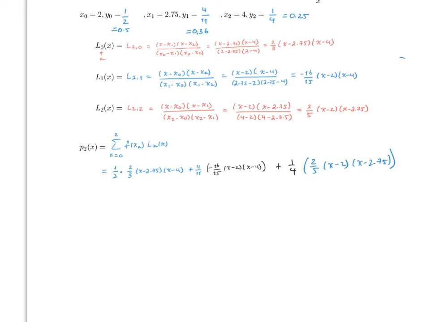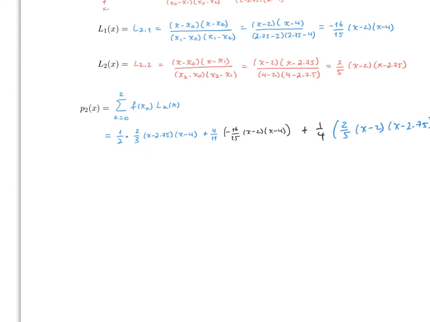Okay, and then all of this, once you do the algebra, simplifies to 1/22 x squared minus 35/88 x plus 49/44. So this will be the approximation or the polynomial. So this will be P2 of x.